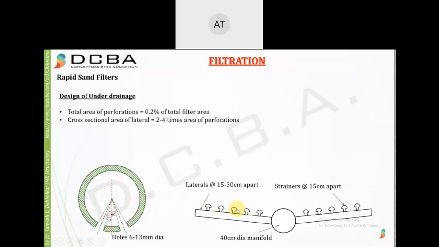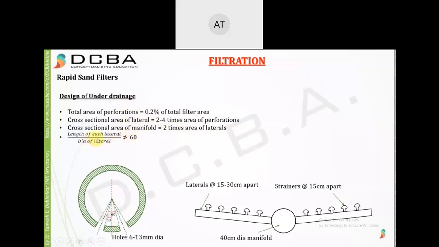The area of perforations is equal to 0.2% of the total area of the filter. These are called perforations, and the total area of perforations is generally 0.2% of the total filter area. The cross sectional area of laterals is 2 to 4 times the area of perforations, and the cross sectional area of the manifold is 2 times the area of laterals. So first we find perforations, then the area of laterals, then the area of the manifold.